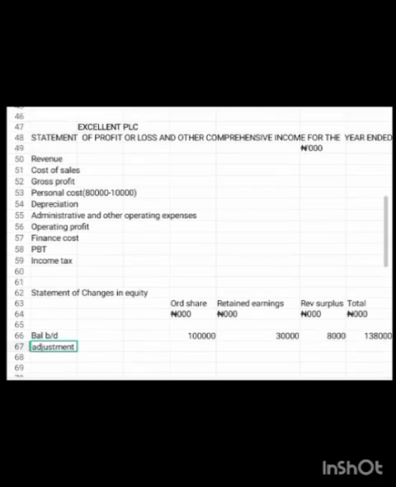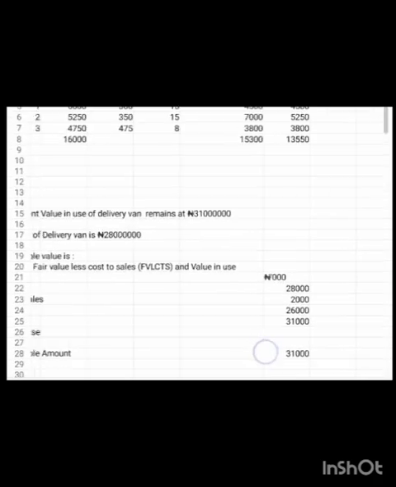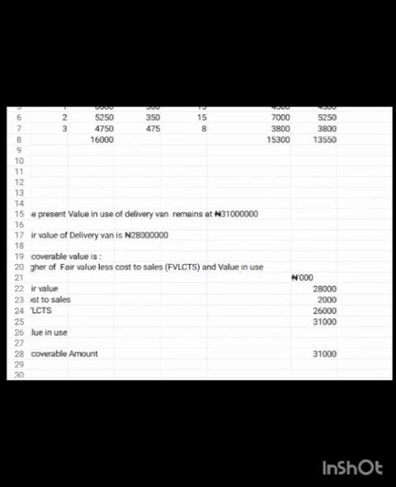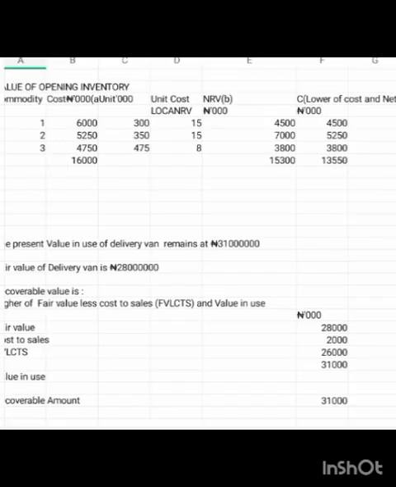If you notice, the opening statement to calculate the opening inventory, we calculated here. We are told that we have the cost to be 16,000, and then we have the lower of cost and fair value less cost to sell to be 13,515. So we separate them from each other. Whatever answer we get is our prior year adjustment. That is the cost minus the lower of cost and net realizable value.